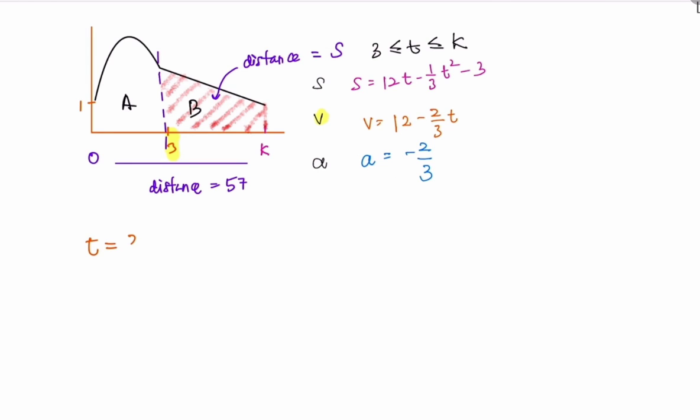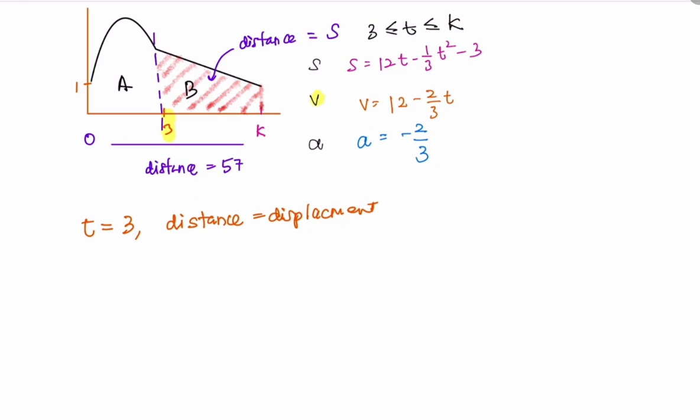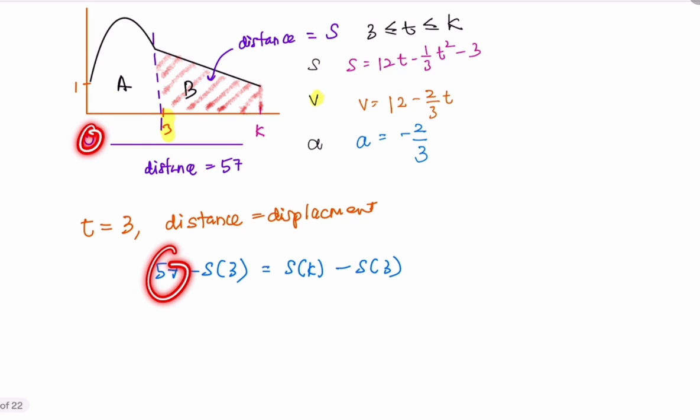When T is equal to 3, that is when the distance is equal to the displacement. The distance is from 0 to K, that is the whole thing. We want to find this part right here. So the displacement at SK, we need to minus S at 3. The same, so total distance, which is 57, we need to minus the displacement at 3, because 57 is the whole thing from 0 to K. Minus 30. This part right here is SK.